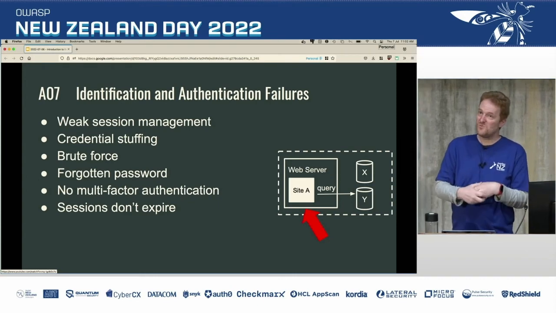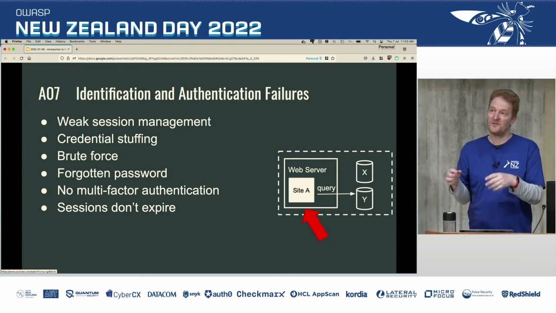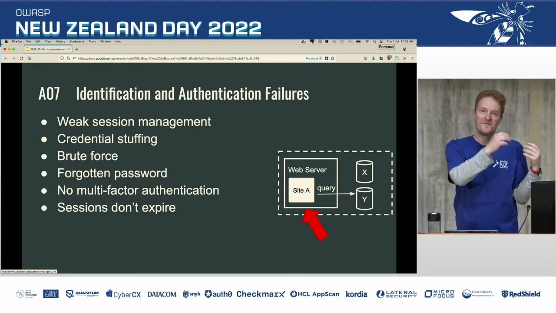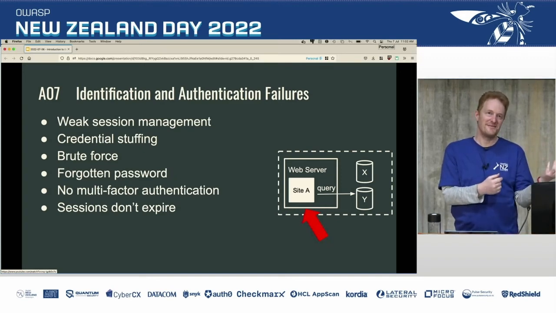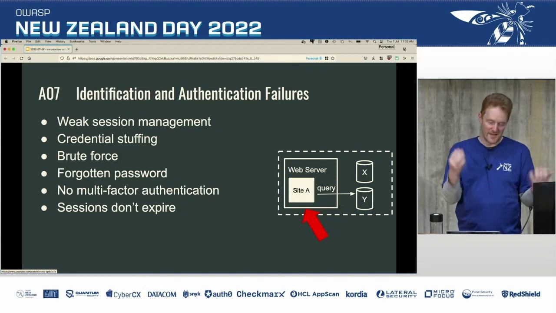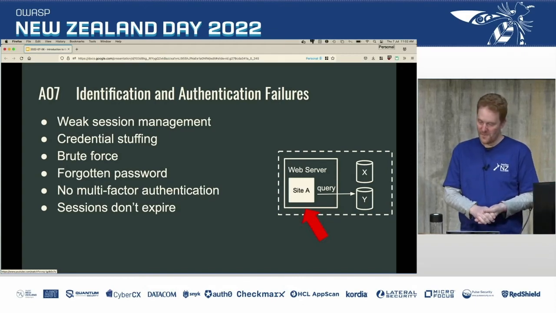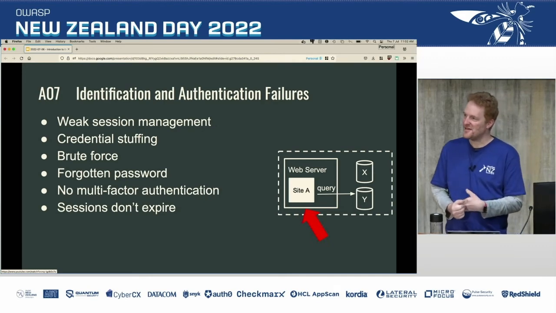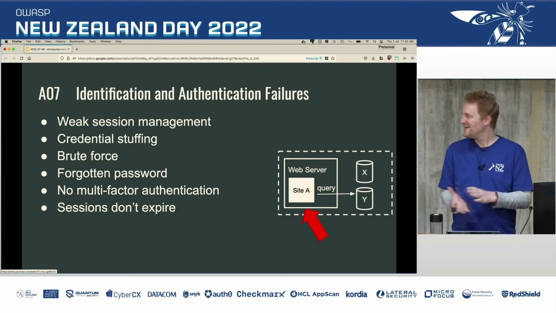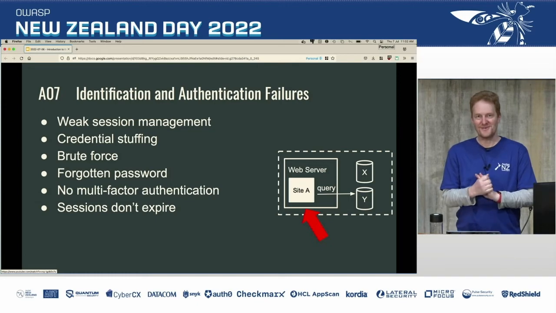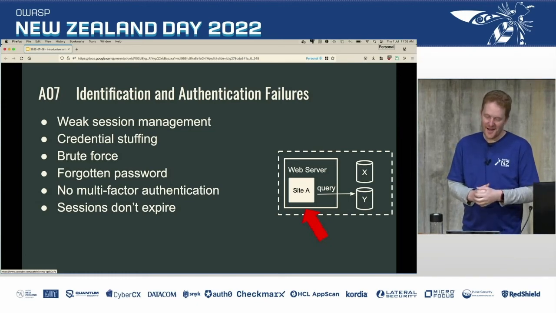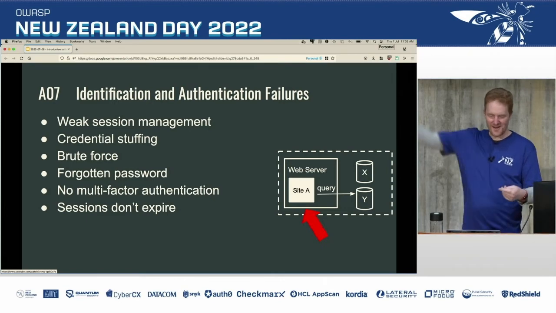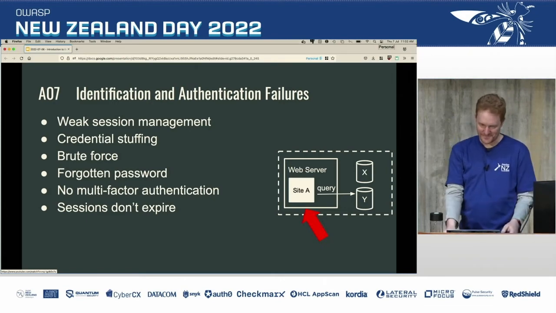Maybe the forgot password flow is weak. If you forget your password, maybe it emails you a link, but the link might be guessable by an attacker. Even though they don't receive it and don't have access to your inbox to click on that link, maybe they can guess what it is. Applications without multi-factor authentication: it's getting harder and harder to justify not using multi-factor authentication in your applications. And sessions that don't expire are also weak session management.